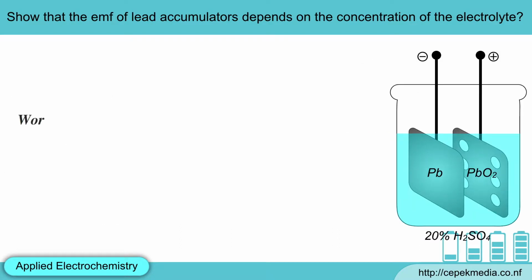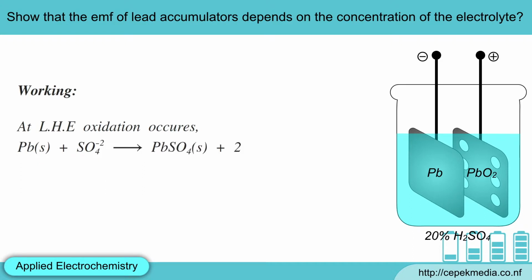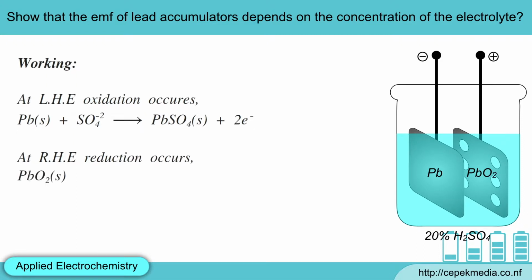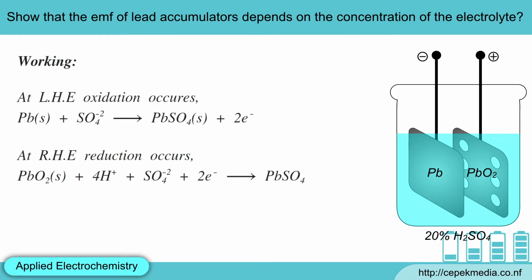Its working is quite simple. So at the left hand electrode, oxidation occurs. That means lead solid reacts with sulfate ions, producing lead sulfate solid. At the right hand electrode, reduction reaction occurs. So lead oxide solid reacts with 4 hydrogen ions and sulfate ion, and it combines with the 2 electrons, producing lead sulfate and water molecules.